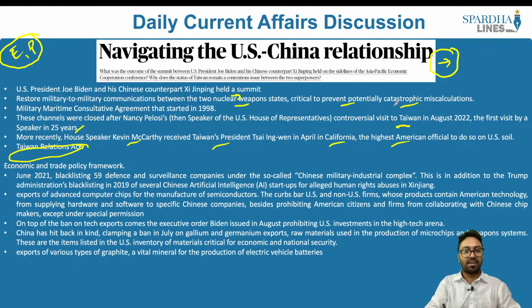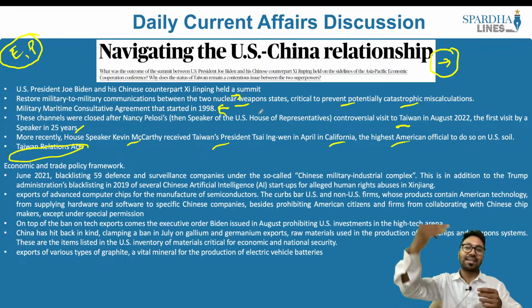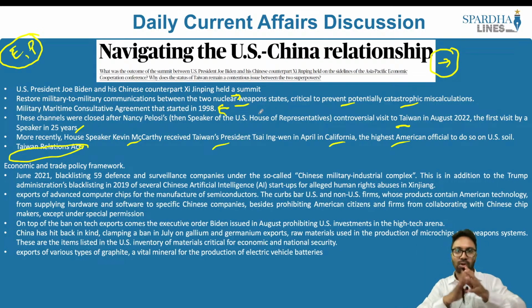The Military Maritime Consultative Agreement was started in 1998, basically to ensure that there are military-level talks between the USA and China, and to prevent escalation of ties. This is on the political front. Added to it, there is something on the economic front as well, to do with trade-related aspects.